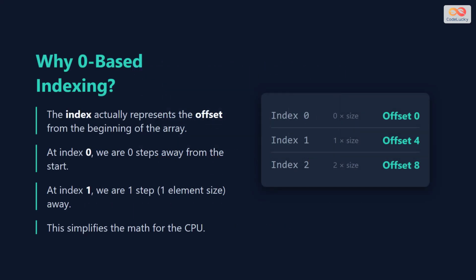Have you ever wondered why arrays start at index 0? It is because the index represents an offset. Index 0 means 0 steps away from the start. Index 1 means 1 step away. If we started at 1, the computer would have to do extra subtraction for every access, which would be slightly less efficient.